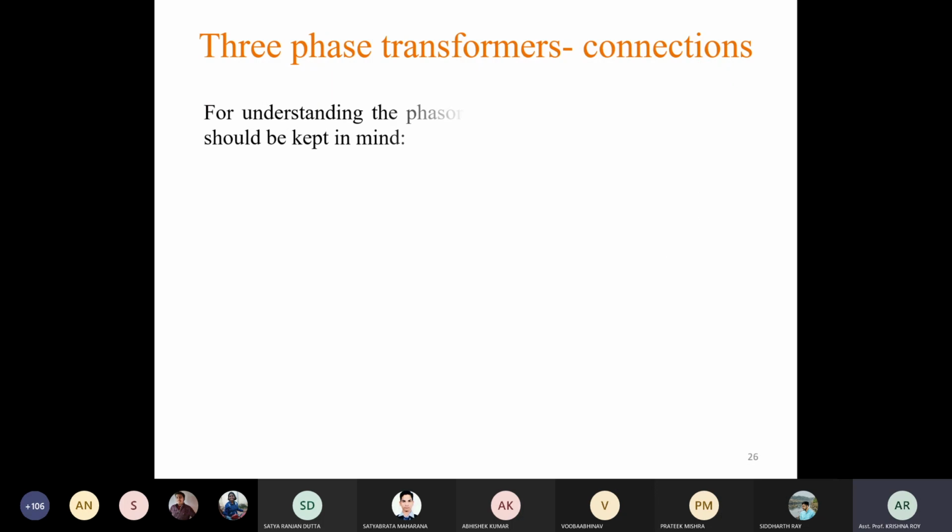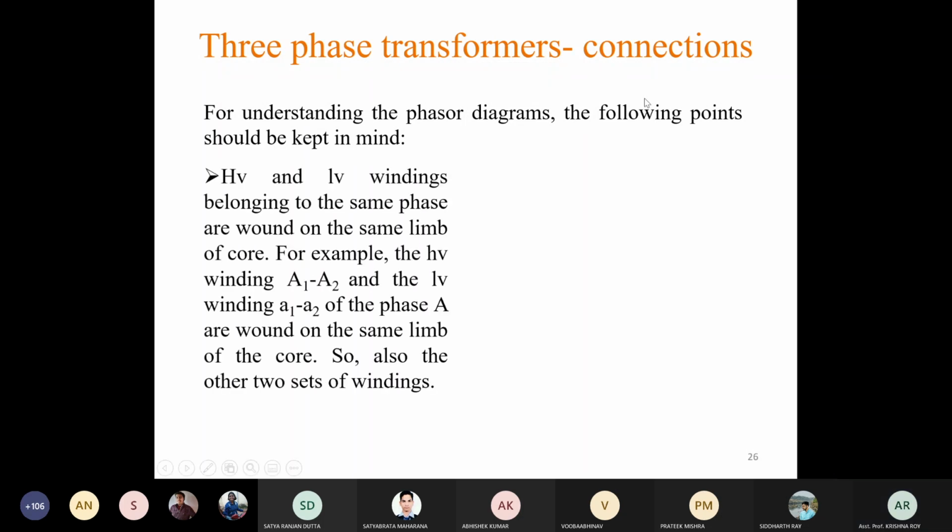And what are the groups? Okay, I will discuss the groups later on. First of all, how to differentiate between these different groups. So first of all, we have to know certain conventions.